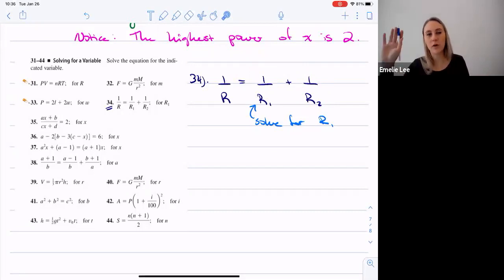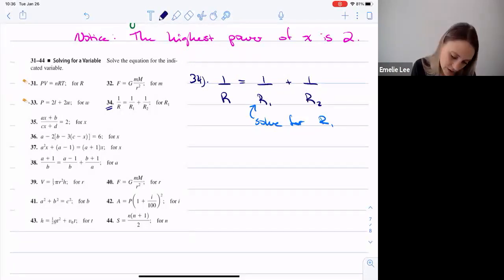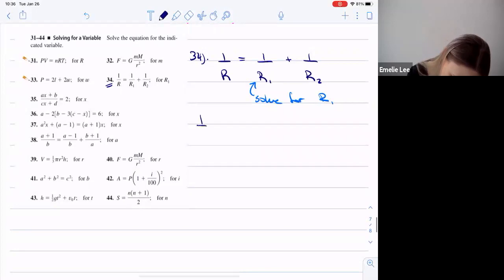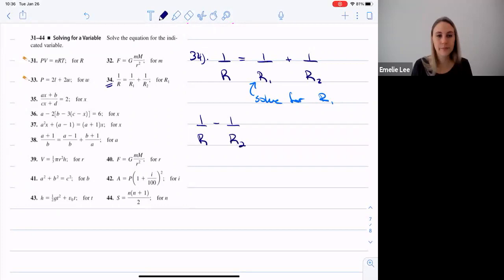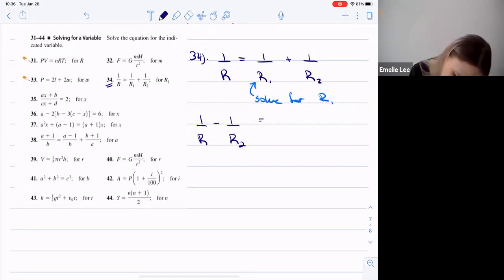So now I've got 1 over R1 is equal to 1 over R plus 1 over R2. Whatever you do to one side, you have to do to the other. When you're moving things over to the other side, you basically do the opposite. Here, 1 over R2 is being added, so in order to move it over, I need to subtract it. So what this looks like is 1 over R minus 1 over R2 is equal to 1 over R1.